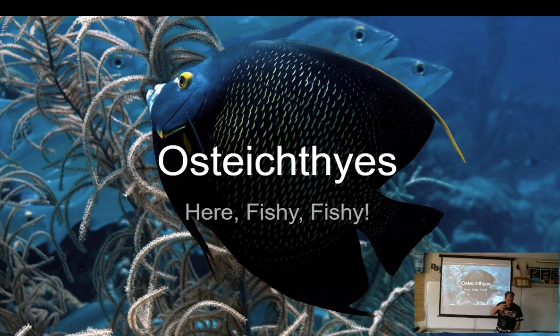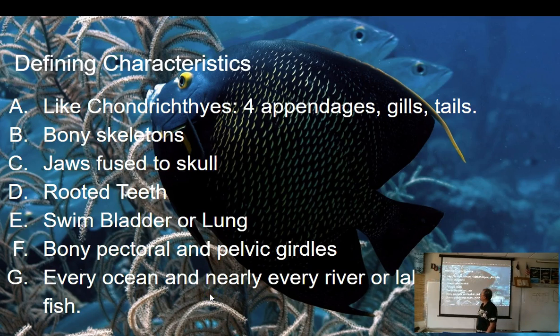Chondro means like cartilage, and osteo means bone. So the difference between Chondrichthyes and Osteichthyes is cartilaginous fish or bony fish. So bony fish today. What makes a bony fish a bony fish? Well, it's got bones, okay? But beyond that, they are very similar to Chondrichthyes in many ways.